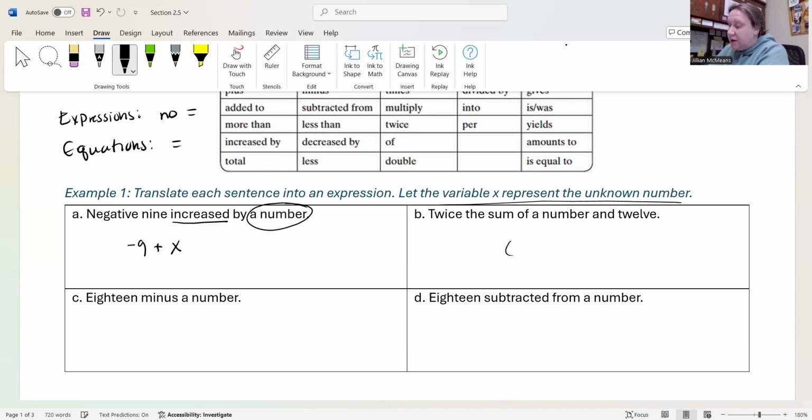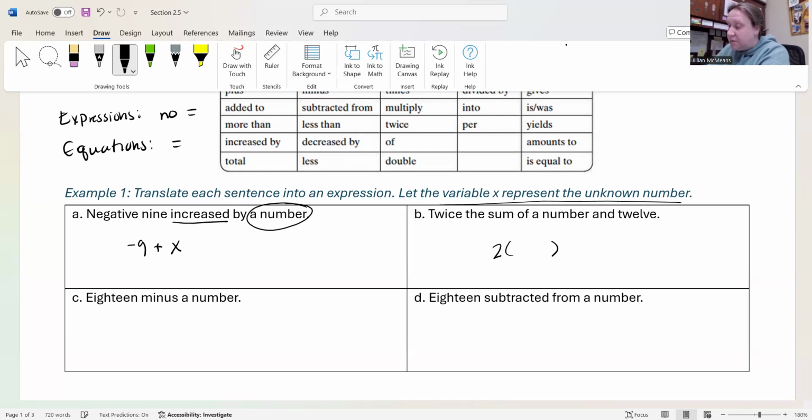Part B, we have twice the sum of a number and 12. So let's say we have a sum here. We want 3 times or twice that sum, or 4 times that sum, or 5 times that sum, or half the sum. You want to make sure your sum is in parentheses, and then whatever you're doing to that sum is outside the parentheses. So in this case, we want twice an entire sum.